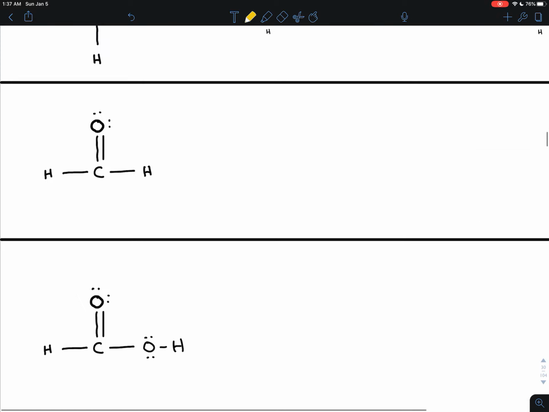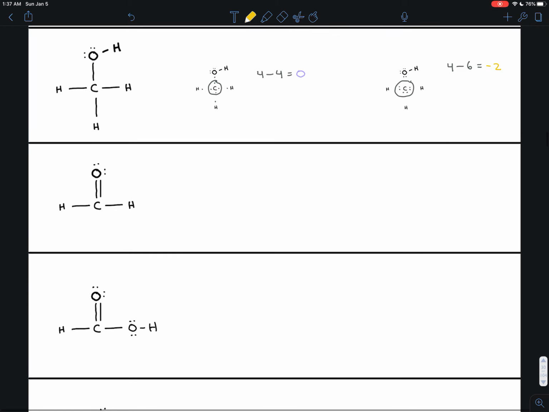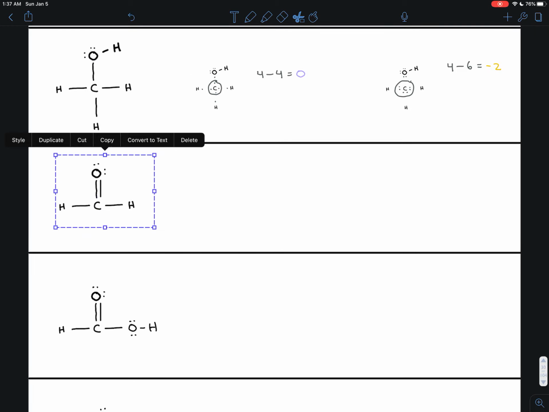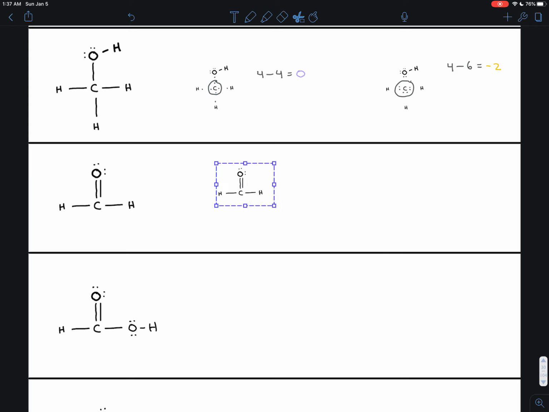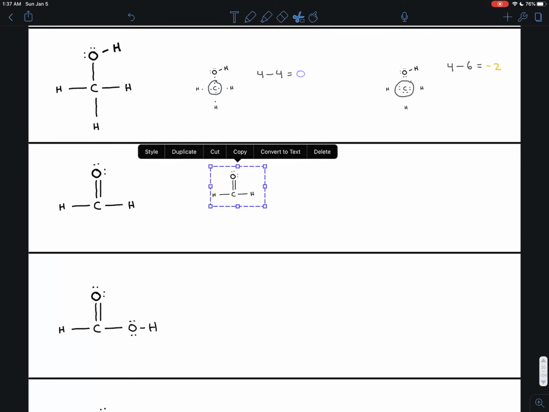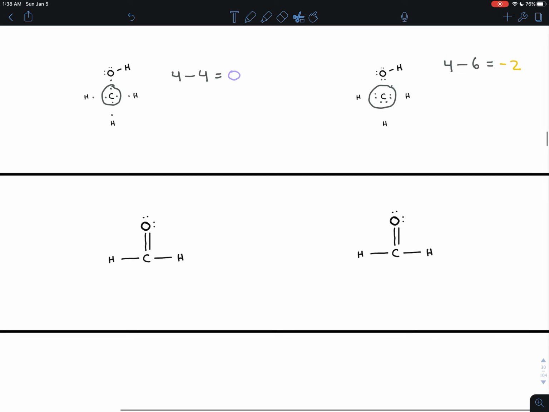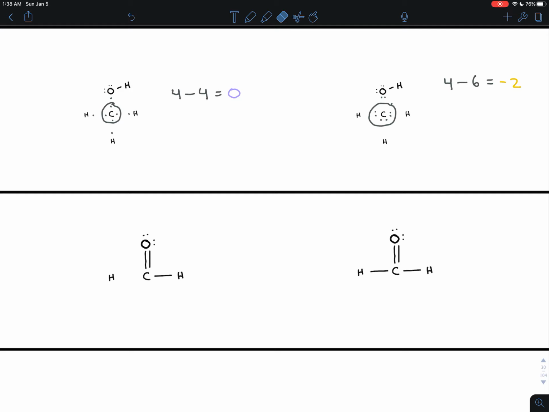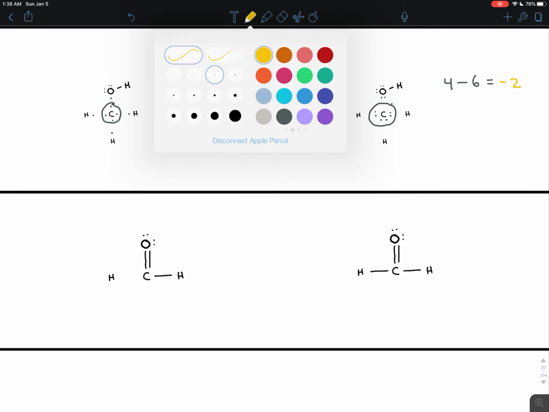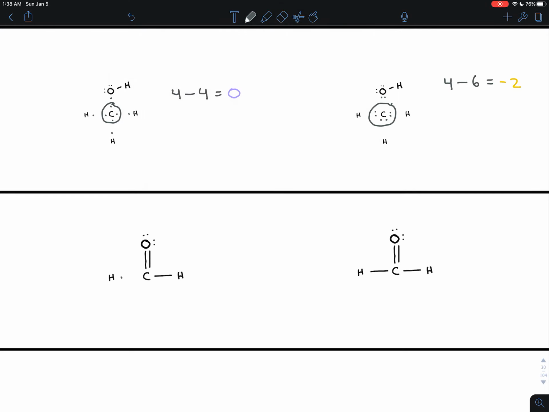Okay, so let's try to do this now with this next molecule. This is formaldehyde. Okay, so for the formal charge on the left, we're going to assume that all these bonds are perfectly covalent. So every time I erase a bond, I'm going to put 1 electron on each of the atoms that were in the bond.